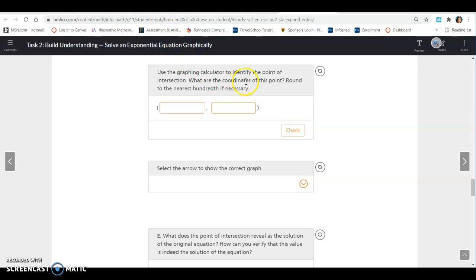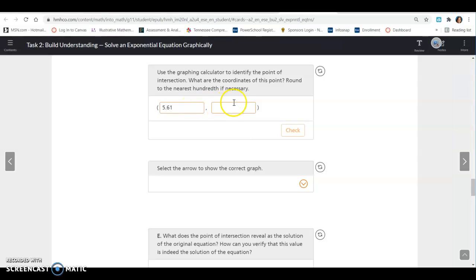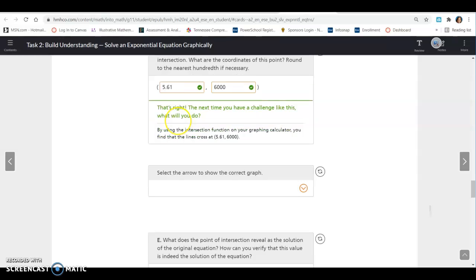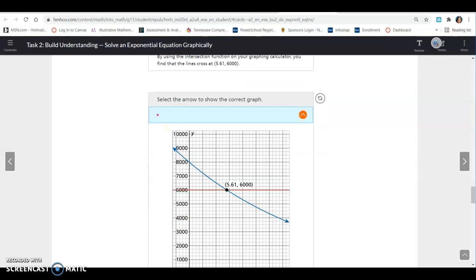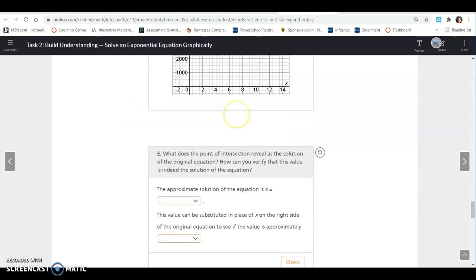All right, so it says use the graphing calculator to identify the point of intersection. What are the coordinates of this point? Round to the nearest hundredth, okay? I rounded to the 10th, so I need to look at this again. 5.61, because 8 rounds up, so 5.61 and 6,000. And that's the intersection point. And the x value, 5.61, is the solution. All right, so it shows that it's been graphed on here, and it shows that intersection point as well.